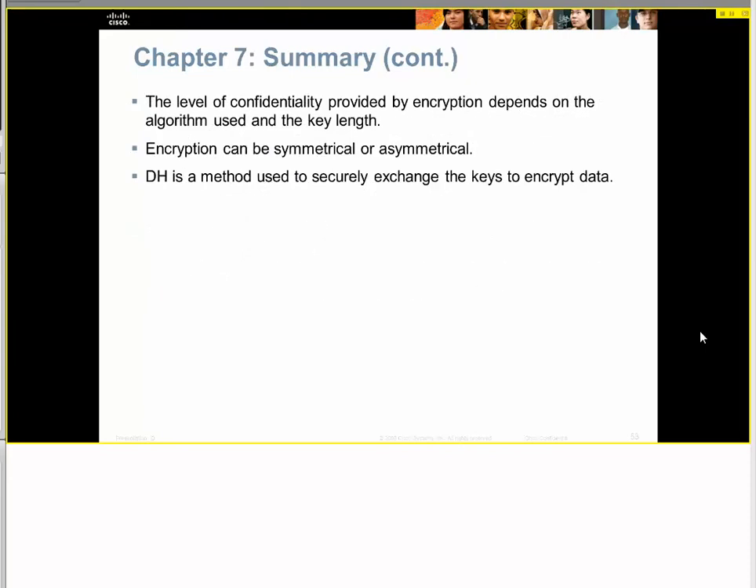The better the encryption, the better the confidentiality, or the more confidentiality requires better encryption. We talked about symmetrical versus asymmetrical encryption, secret key versus public-private key, and then we use the Diffie-Hellman framework, or the Diffie-Hellman group, to decide how we are going to get the two endpoints to exchange their keys.